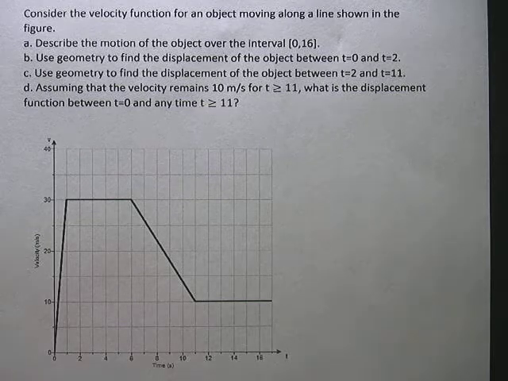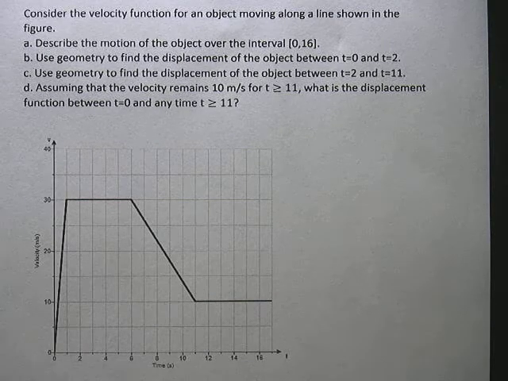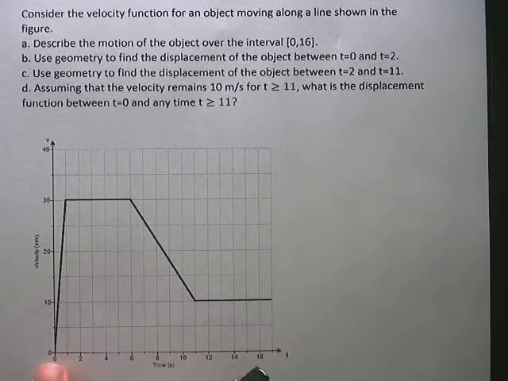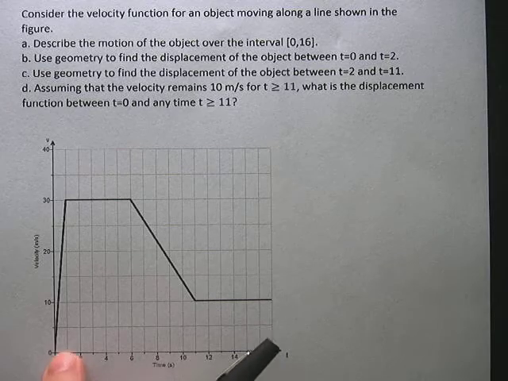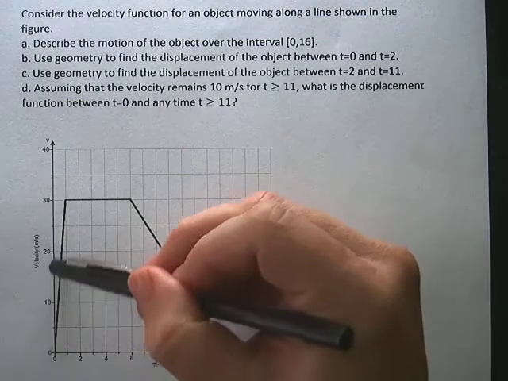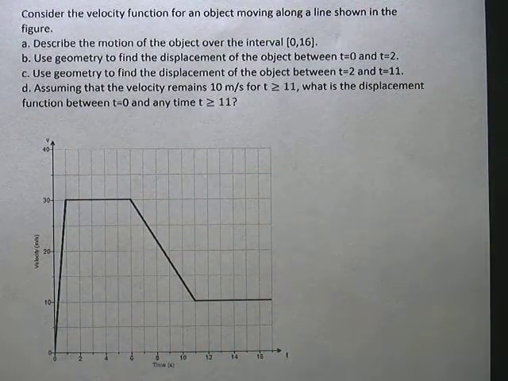Okay, so it asks us to describe the motion of this object over the interval 0 to 16. The motion is that between 0 and 1 right here, the speed is increasing. It's speeding up because the velocity graph is increasing. So it goes from a velocity of 0 to a velocity of 30, and the displacement is rapidly increasing.